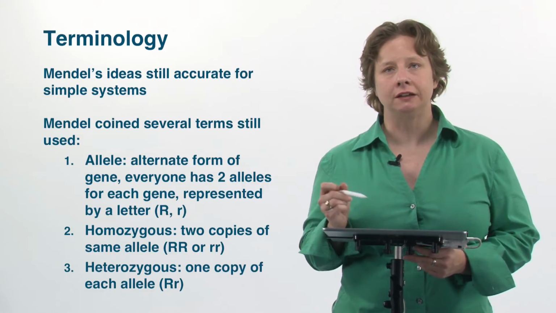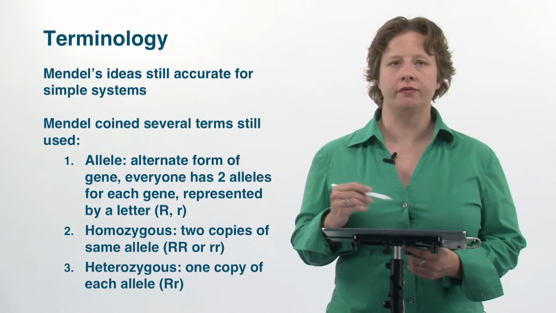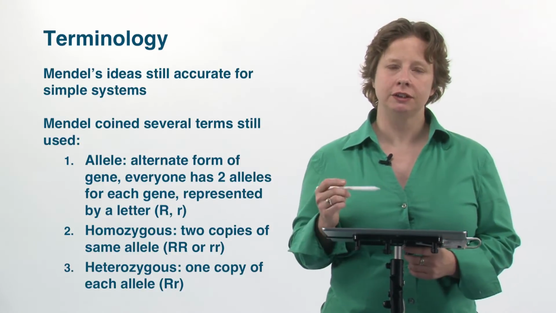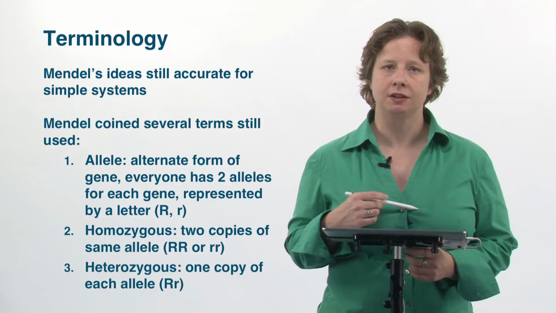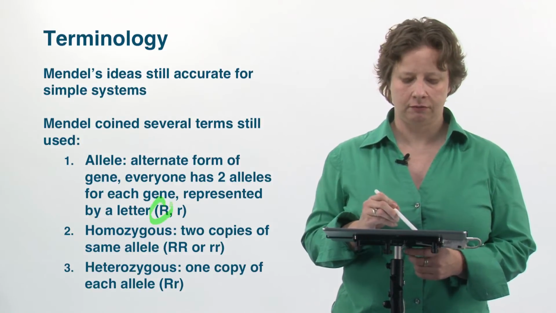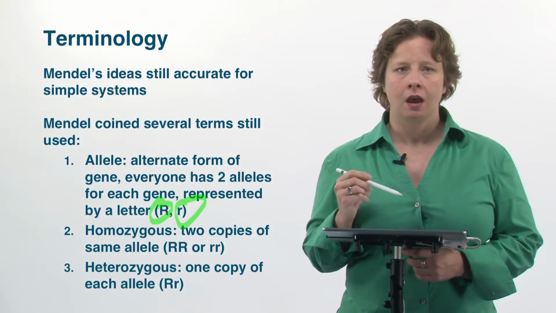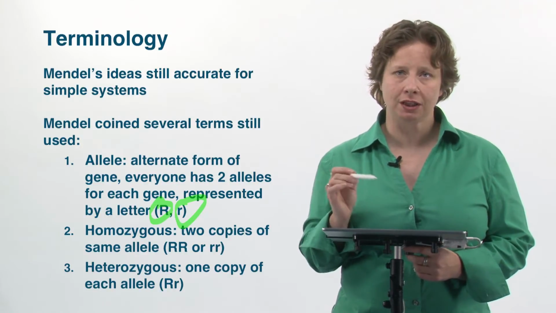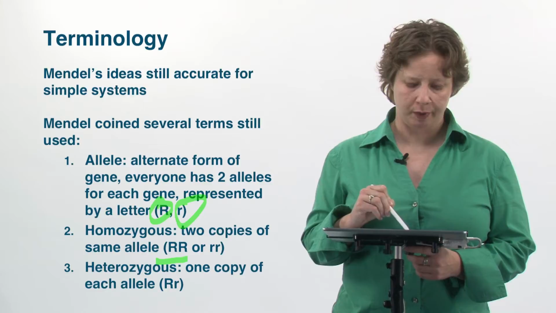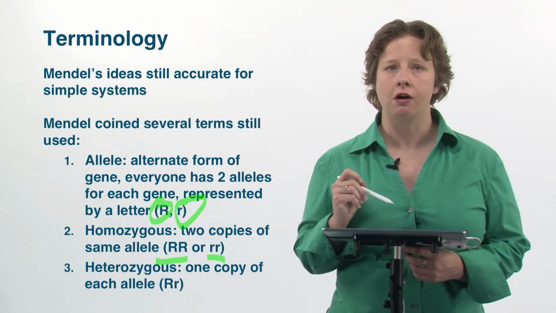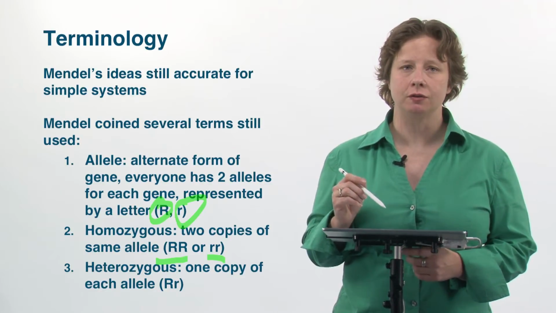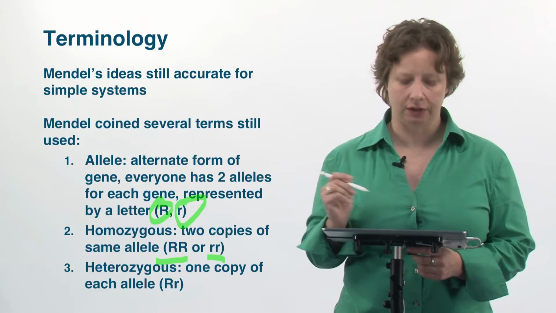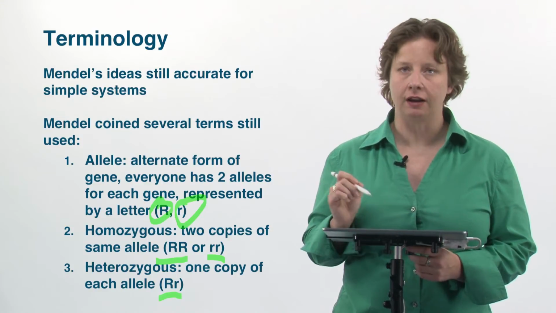So the first is an allele, which is an alternate form of a gene. Everyone has two alleles for each gene, and they're represented by letters. For instance, big R or little r. A homozygous individual has two copies of the same allele, so big R or little r. A heterozygous individual has one copy of each allele, so a big R and a little r.